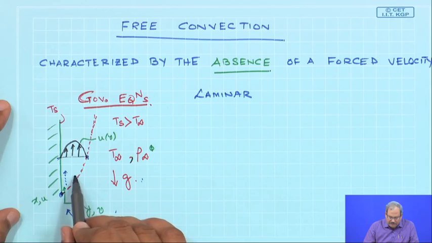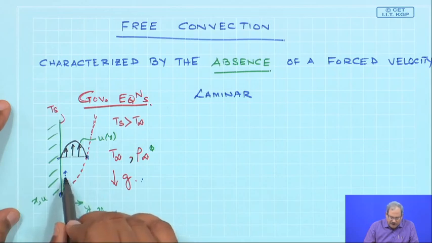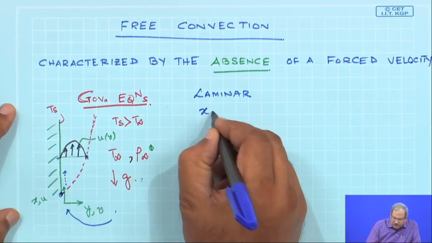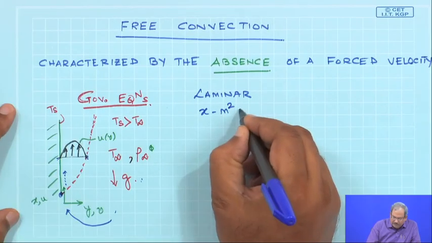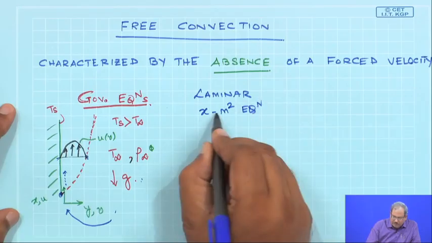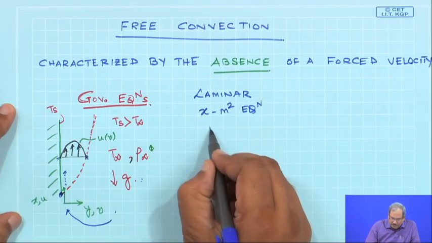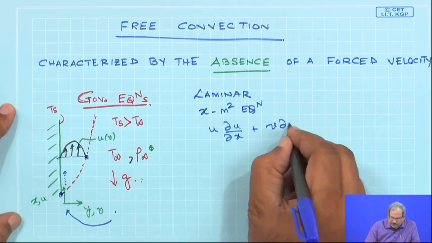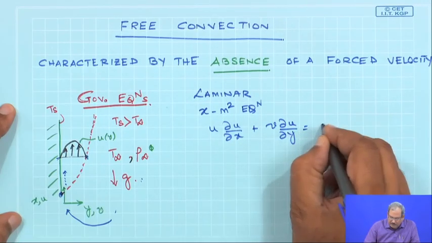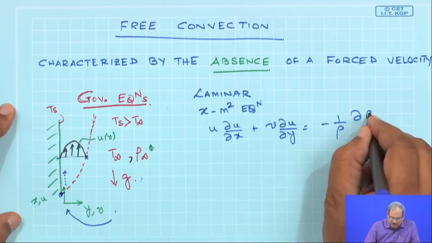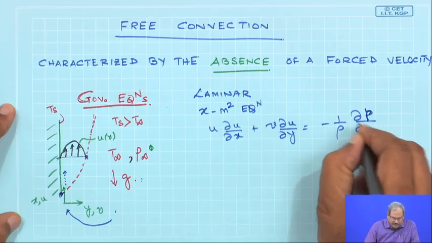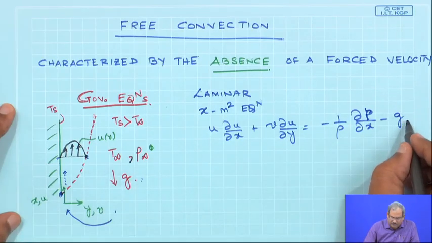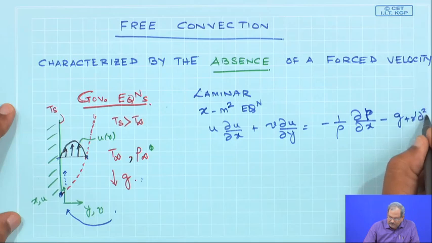The velocity in this direction is going to be very small as compared to the velocity in the x direction. So, the x momentum equation is simply going to be u ∂u/∂x plus v ∂u/∂y equals minus 1 by rho ∂p/∂x minus g, since it is acting in the minus y direction, plus nu ∂²u/∂y².